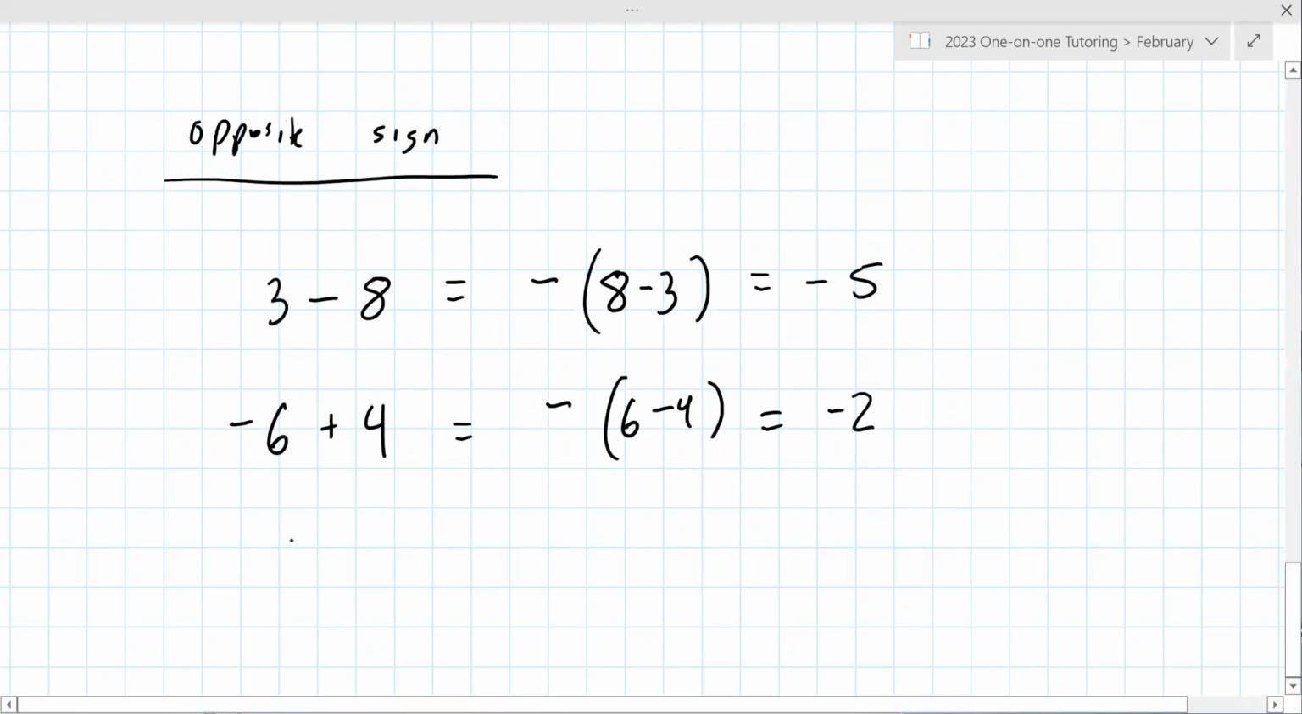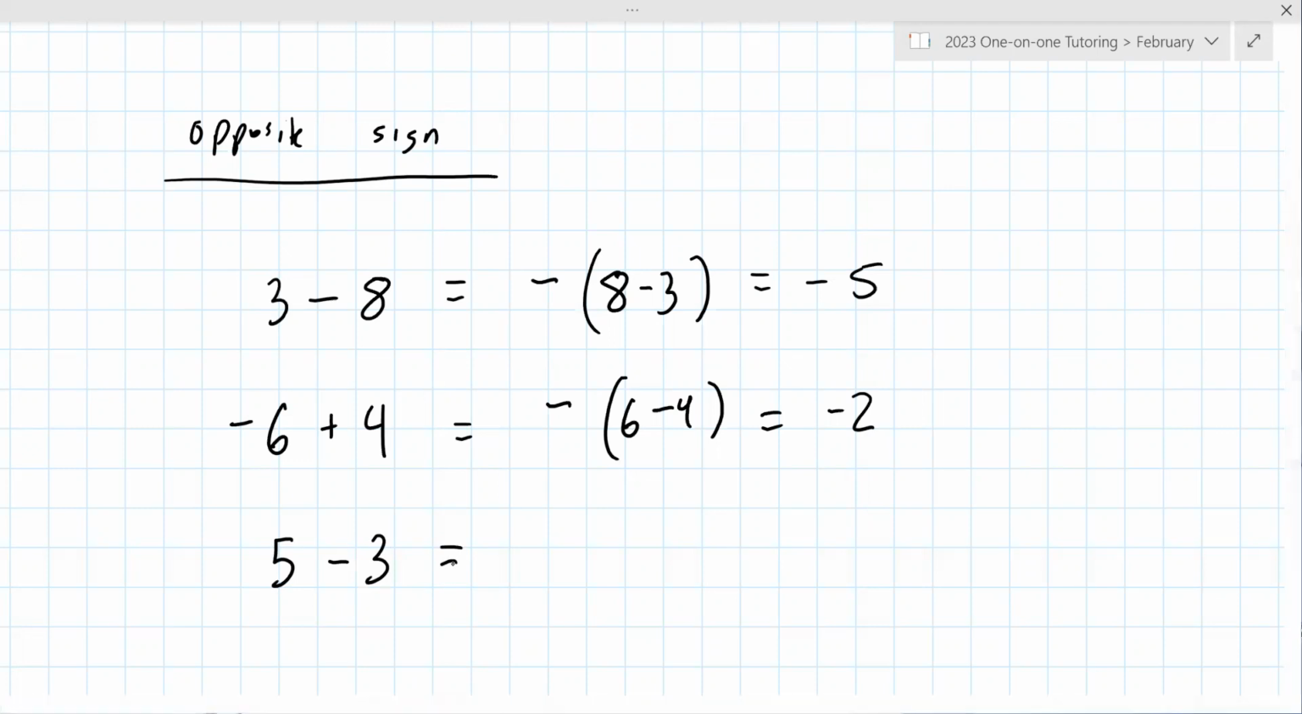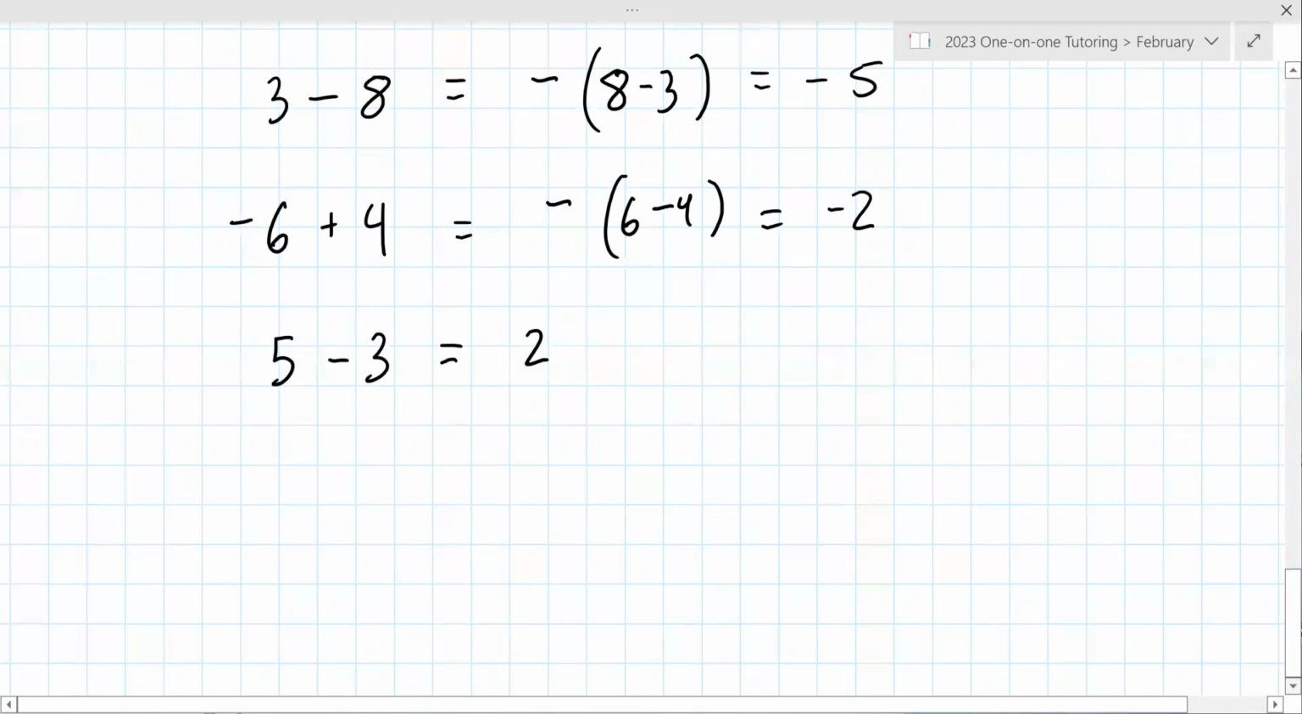What if it's 5 minus 3? Do you agree that this is opposite sign? Yeah. And there's nothing really to do here because the bigger number is in front. This is just 2. But we can make it more difficult.